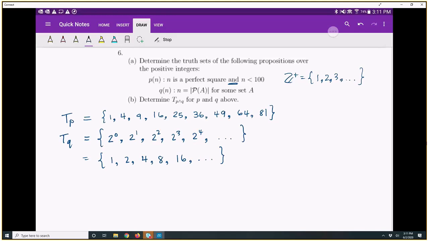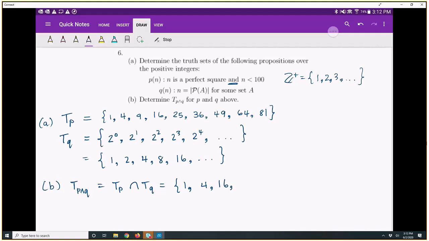In part B, we are asked to determine the truth set of P and Q. The truth set of P and Q we know is the intersection of the truth set of P with the truth set of Q. And we know the truth set of P and Q. So where do these intersect? These intersect in 1, 4, 16.